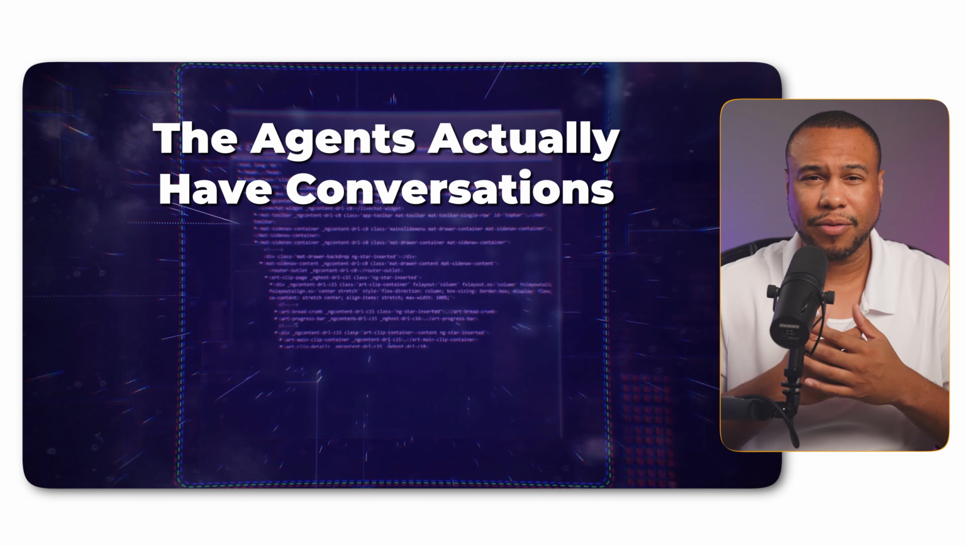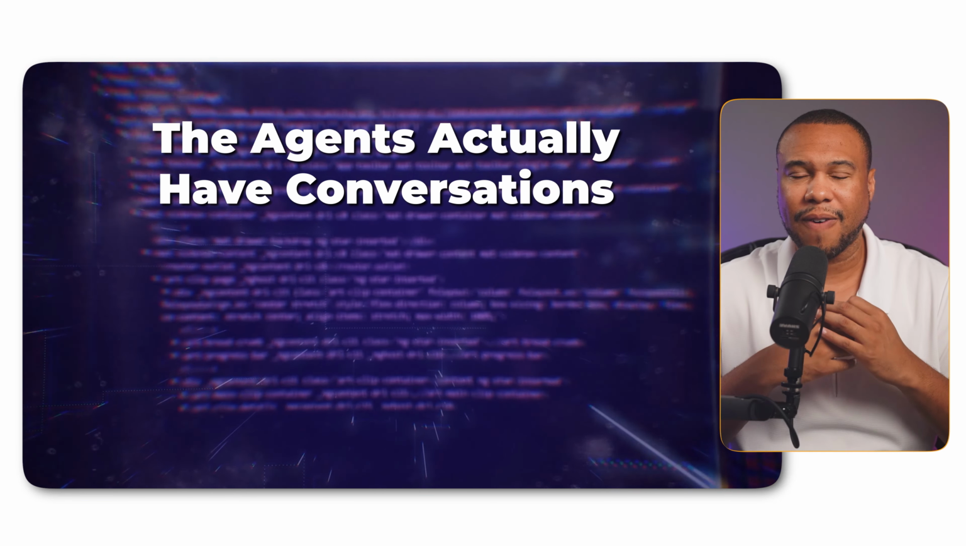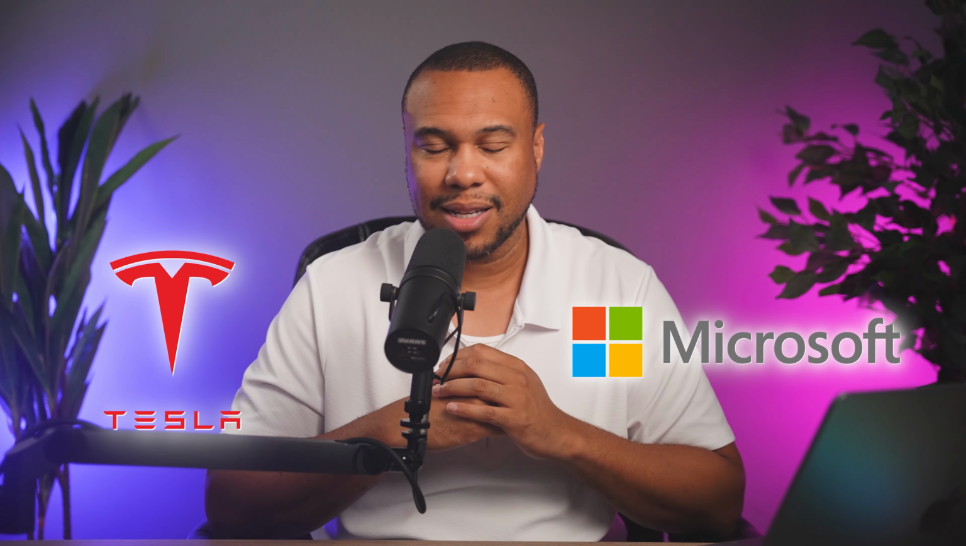Now, here's what blew my mind about this system. The agents actually have conversations. The research agent finds the latest news about whatever company you want, doesn't know what it means financially, so it has to ask the financial analyst for help. They work together. And by the end of this video, you'll have the exact same setup. Type in a company name, Tesla, whatever, and your AI team goes to work.